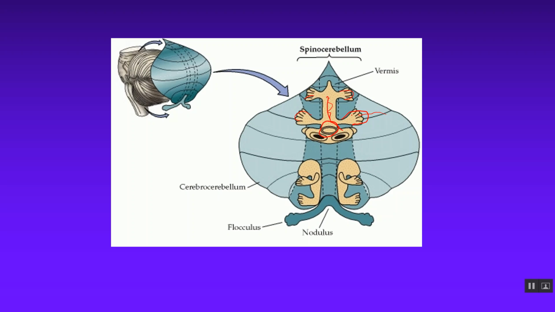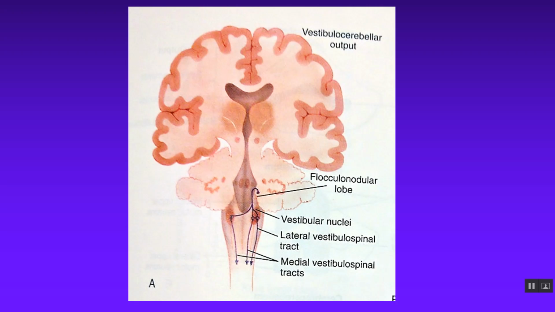So this is the floccular nodular lobe that would be in here. And this is just showing the vestibulocerebellar output, how once you've processed information in the vestibular part, or vestibulocerebellum, in the cortex, the Purkinje cells project to the fastigial nucleus, but also directly to vestibular nuclei. So that's what this is showing.